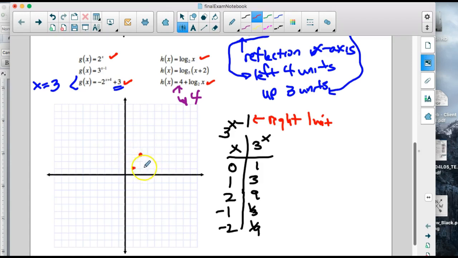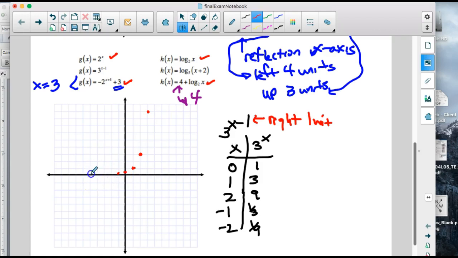2, 9. All right, where are we at? We're at 2 here, and then 1, 2, 3, 4, 5, 6, 7, 8, and 9. So we're there, but we're moving over 1 unit to the right. So it's here. It's at 3, 9. Okay, negative 1, 1/3 is right there, but we're moving over 1 unit to the right. So it's at 0, 1/3. And then negative 2, 1/9 is right here. You move it over to this point here.